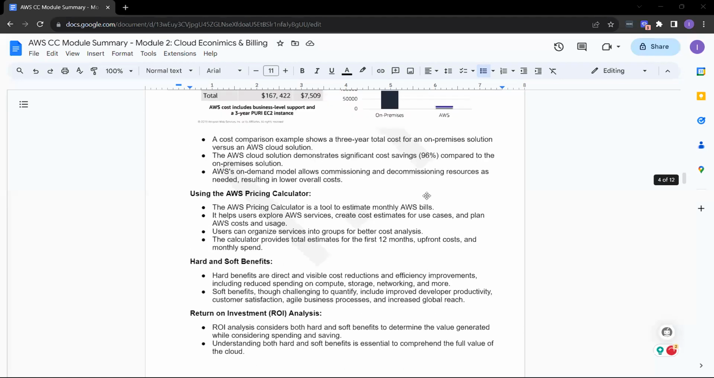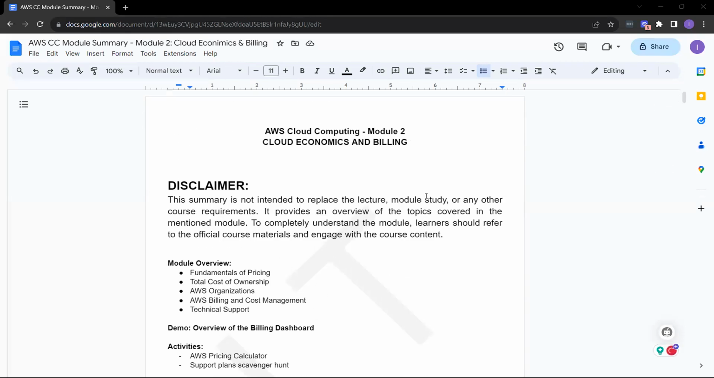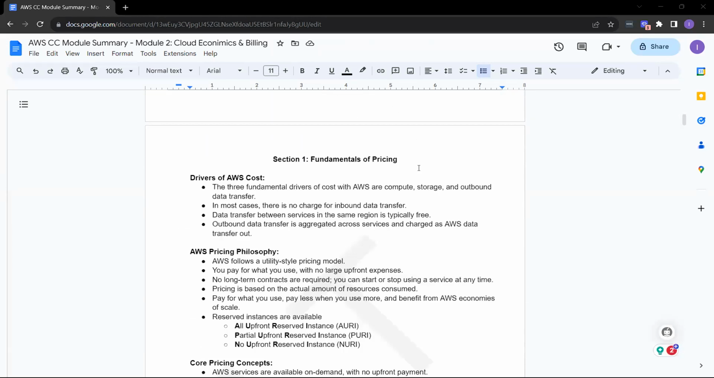So let me just brush off what we did yesterday and then we'll move on to today's business, right? So we're talking about cloud economics and billing. We talked about the fundamentals of pricing and we understood that AWS pricing depends on three things: compute, storage, and outbound data transfer, right? And we looked at outbound data transfer as transfers from the same AWS resources, but outside different regions, right?